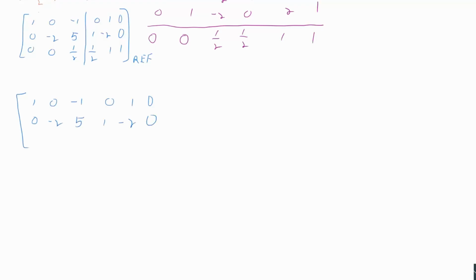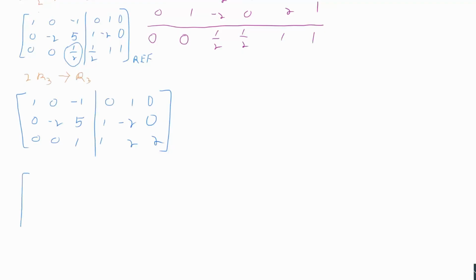Okay, row 3. I need this 1/2 to be a 1. So what do I multiply through by? Double. Just double it. 0, 0, 1, 1, 2, 2. Does everybody see that? If you wanted to notate that, that would be 2 times the current row 3 becomes the new row 3. That's how you would notate that. Okay, is everybody with me so far?